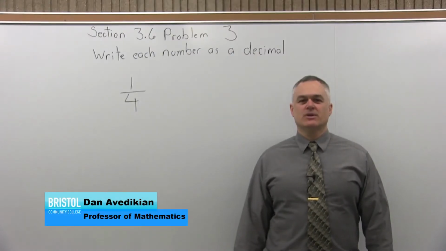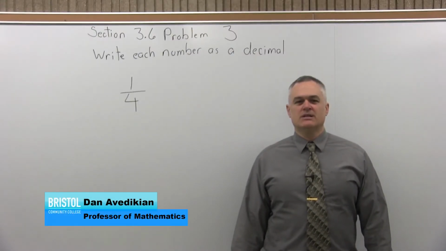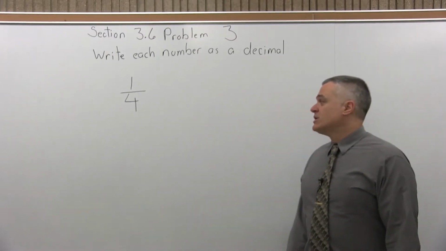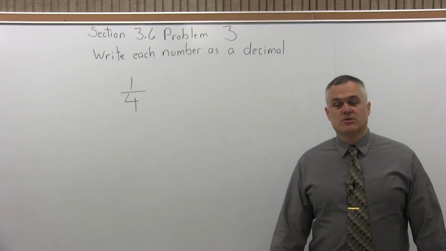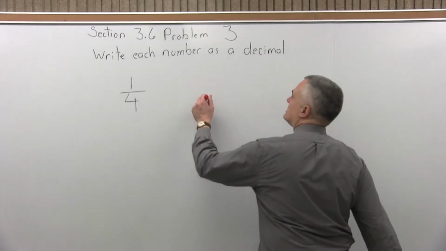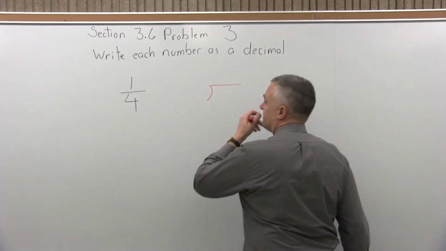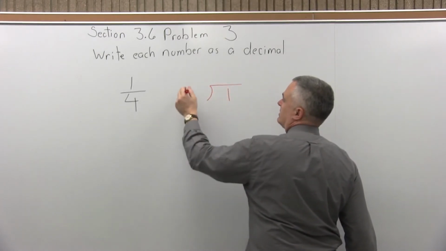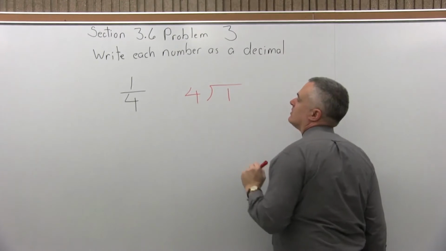This is Section 3.6, Problem 3. It says write the number as a decimal, and we have 1/4. So to convert any fraction to a decimal, you turn it into a division problem. So I will write the division symbol. And the numerator goes under the division symbol. The denominator will go in front of it.